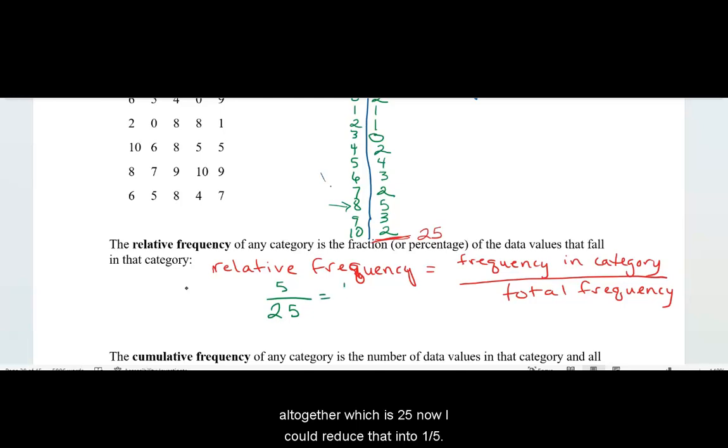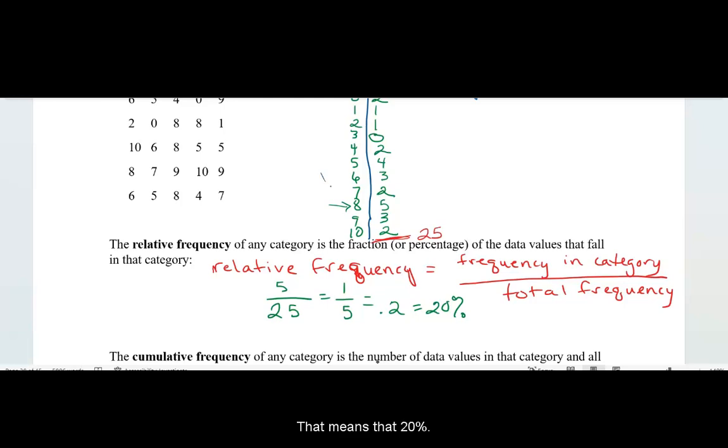Now I could reduce that into 1/5. So notice it says in here, you can write it as a fraction or as a percent. So if you take 1 divided by 5, you're going to get 0.2. So as a percent, that would be 20%. That means that 20% of the data consisted of a score of 8. That is our relative frequency.